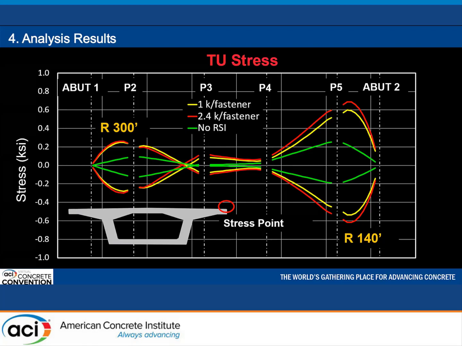Another important takeaway is the influence of the plan view curvature on the state of stress. The tangent portion of the track between piers 3 and 4 does not show a dramatic effect from RSI. The 300-foot radius curve at the beginning of the bridge shows a distinct effect from RSI, but it is really pronounced at the end of the bridge with the very tight 140-foot radius curve.